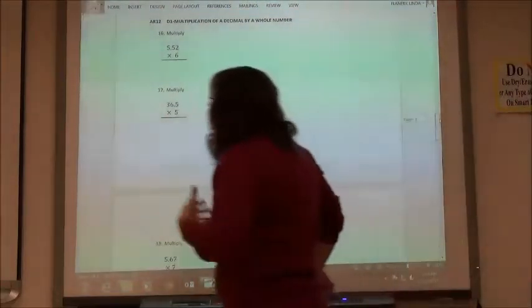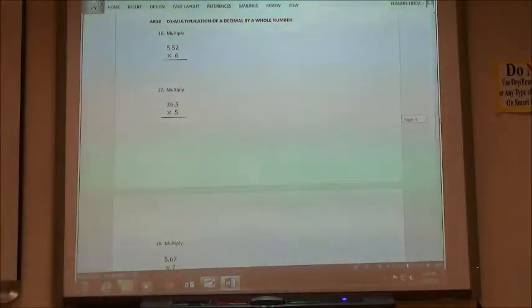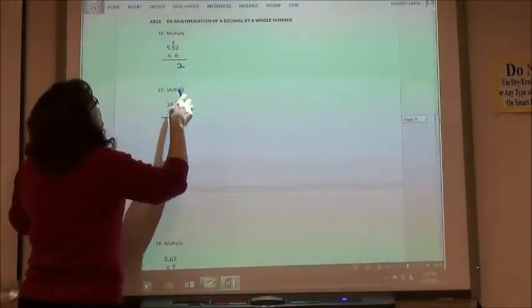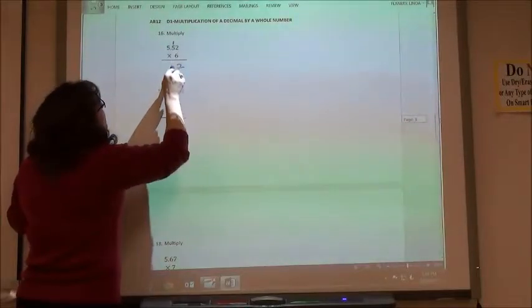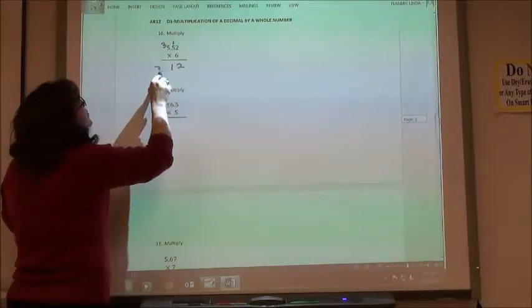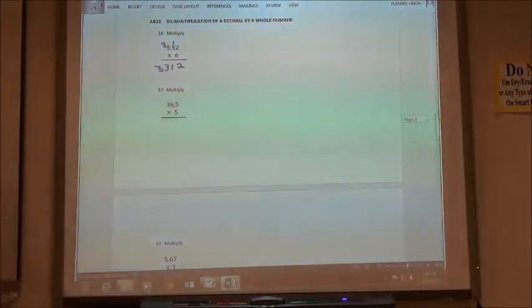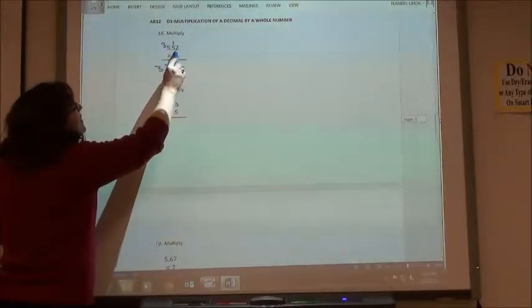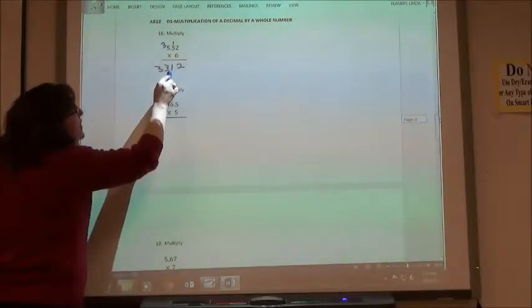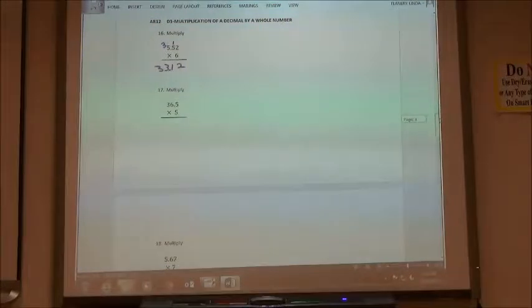Multiplying. Now when I multiply, I'm not going to do anything with my decimal until I get to the very end. I'm going to multiply it just like I would with whole numbers. 6 times 2 is 12. I'm going to carry my 1. 6 times 5 is 30 plus my 1 is 31, so carry my 3. 6 times 5 is 30 plus my 3 is 33. I then decide where to put my decimal by counting from the end. How many places from the end is the decimal? It's 2 places, so I'm going to have 33.12.